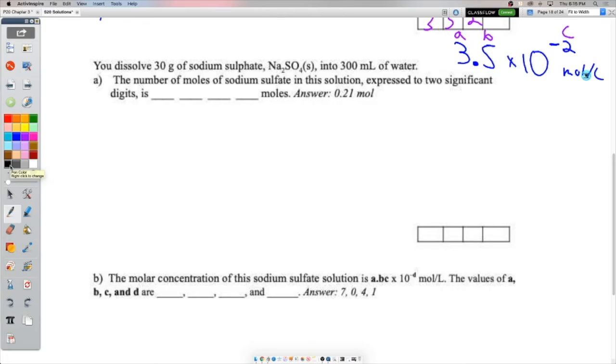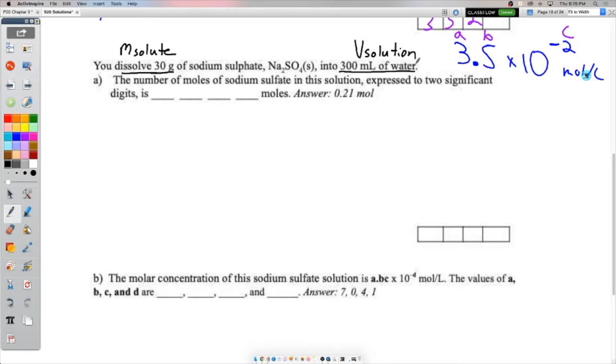So you dissolve 30 grams of sodium sulfate into 300 milliliters of water. Now I dissolve 30 grams, okay? So what do you dissolve, right? Do you dissolve the solute or do you dissolve the solution? You dissolve the solute to make a solution, right? So this is M solute. That thing is getting dissolved into 300 milliliters of water. So that's a V, that's V solution, right?